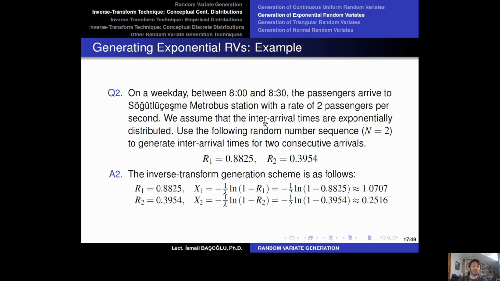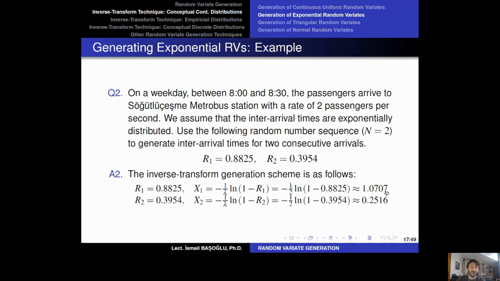It says use the following random number sequence to generate inter-arrival times for 2 consecutive arrivals. We are going to use the first random number, 0.8825, and plug it into the inverse CDF of the exponential random variable. And lambda is going to be equal to 2, and R1 is 0.8825. The first inter-arrival time is 1.0707, which means from the start of the simulation, the first passenger arrives in the second 1.0707.